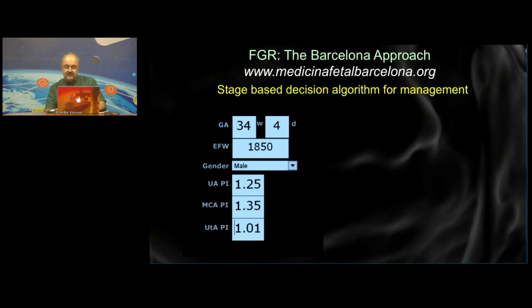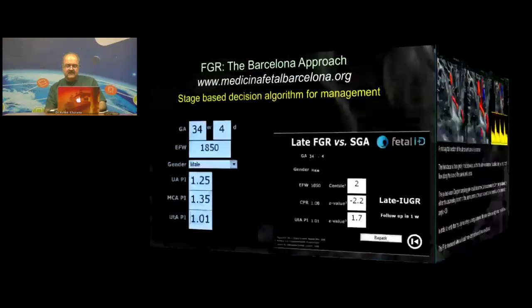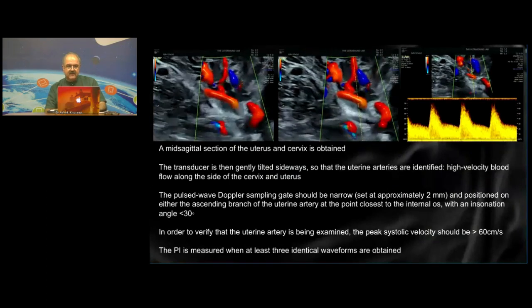Here, the risk of delivery and the risk of prematurity exceed the risk of intrauterine trouble. Therefore, we can afford to carry on and say, yes, we'll wait a while and deliver later. Something very simple. Remember that every day we get new information on other simple things that we take for granted as well. And one of them is this, and that is here.